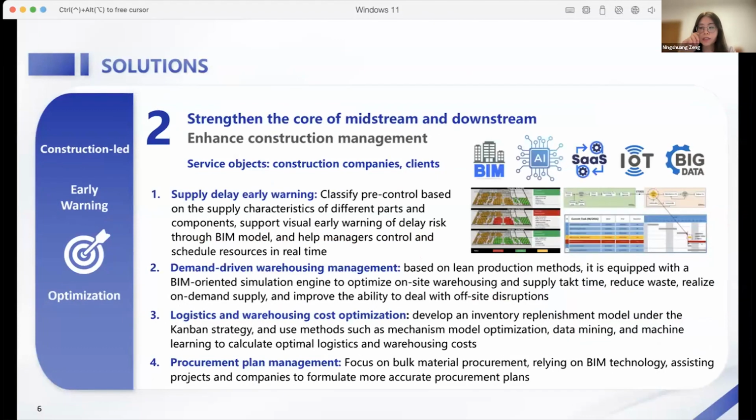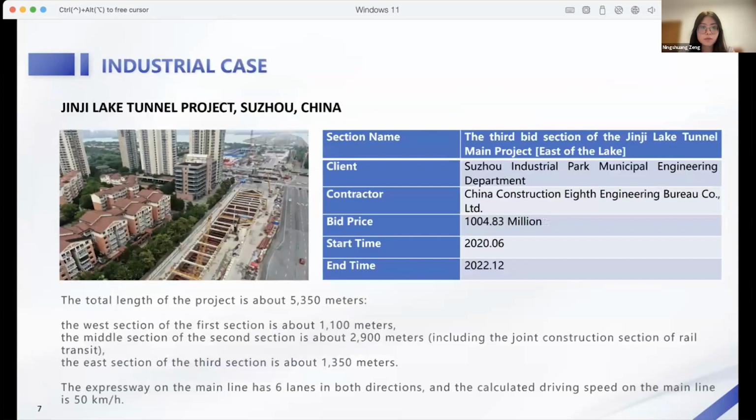And based on the process coordination platform, we can collect data and develop tools to strengthen the core of the midstream and downstream. We focus on off-site disruption early warning and also the warehousing optimization. I will introduce it in details with industrial cases.